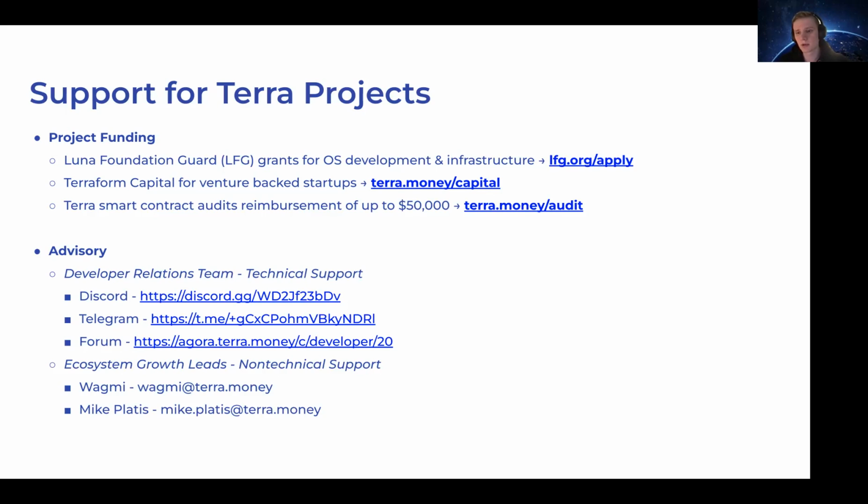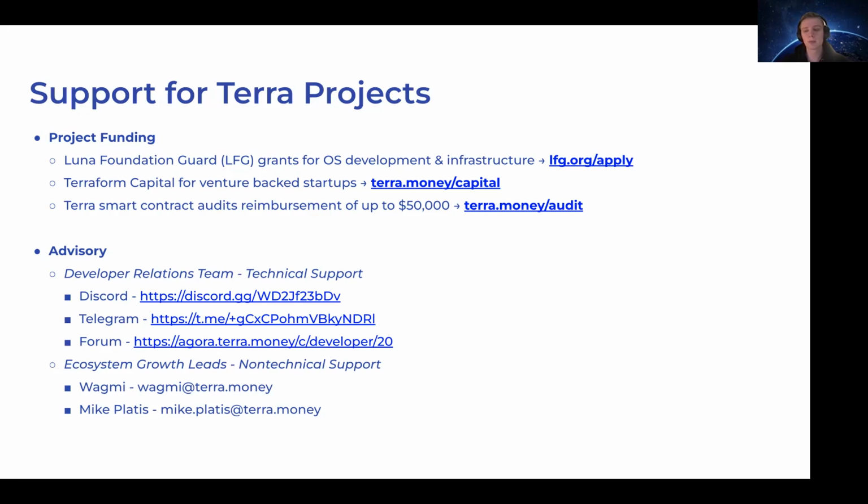Audits are super important. A lot of money gets locked into these smart contracts, and so you want to make sure that your smart contract is audited before you get millions of dollars in value locked inside of them. And so we give a reimbursement of up to $50,000 to audit your smart contract if you apply and your project is applicable. We also provide not only funding, not only money, but advisory.